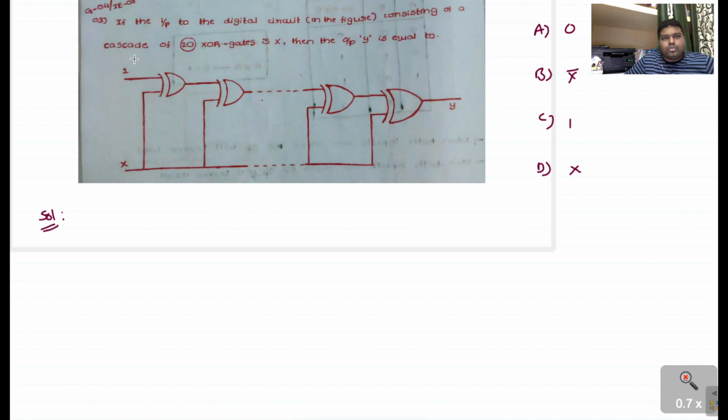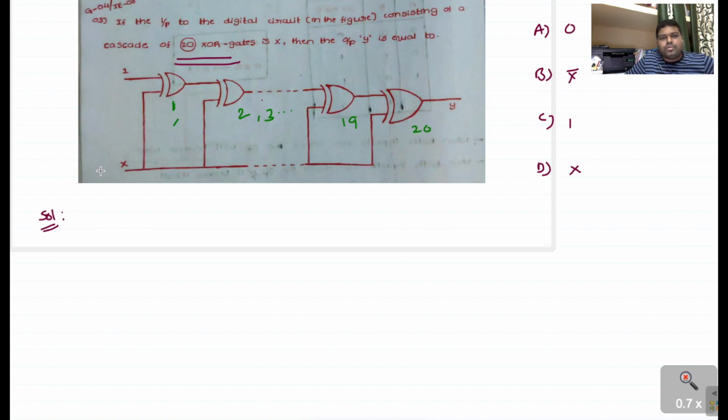So this is GATE 2004, and the same problem is repeated in IES 2008 also. If the input to the digital circuit in the figure, consisting of a cascade of 20 XOR gates, is X, then the output Y is equal to. So this is 1, this is 2, this is 3, up to 19, and this one is 20.